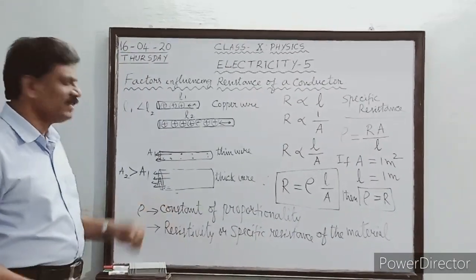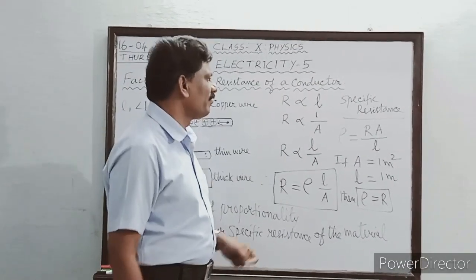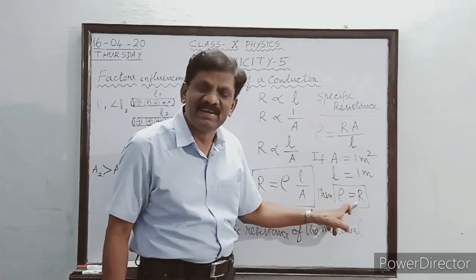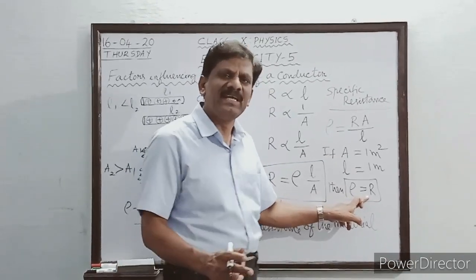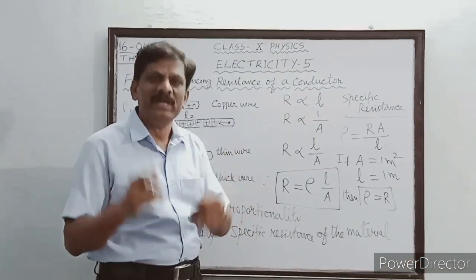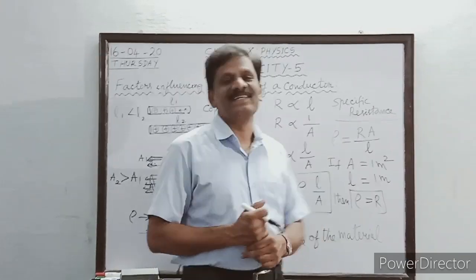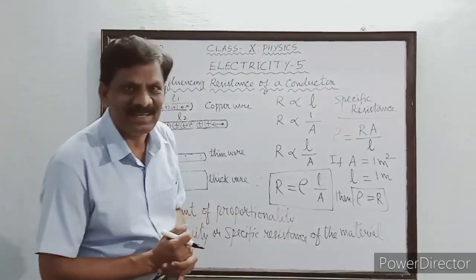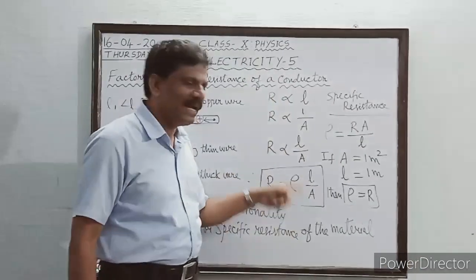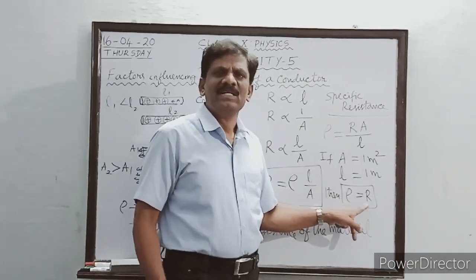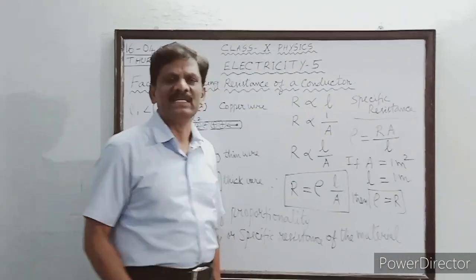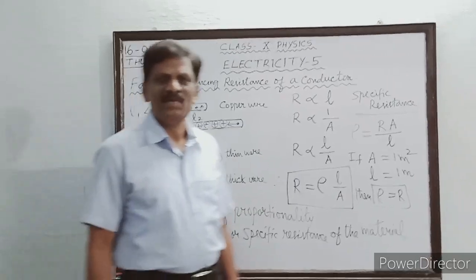The resistivity or specific resistance of a material rho is defined as the resistance. It is defined as what? The resistance offered to the flow of current by a conductor having unit length and unit area of cross section. Yes, shall we repeat once again? That's good. The specific resistance of a material is defined as the resistance offered to the flow of current by a conductor of length 1 meter and area of cross section 1 meter square.